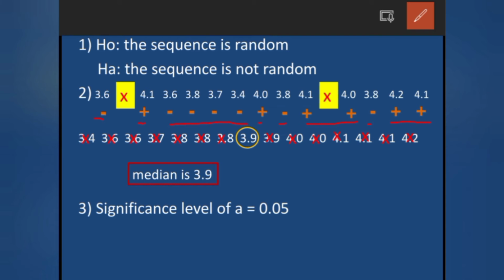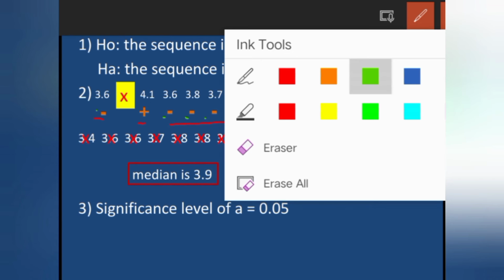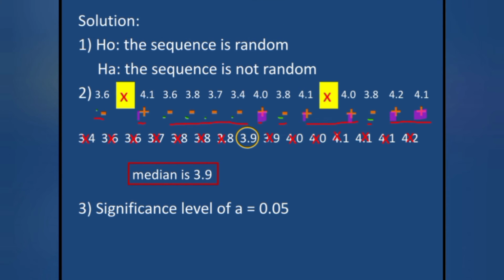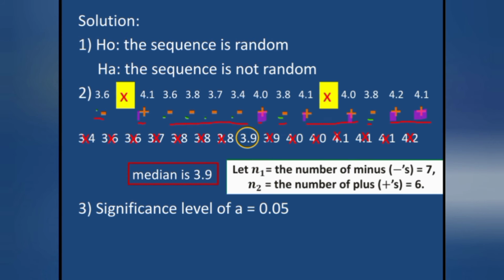ang kung ilan ang minus at saka plus. 1, 2, 3, 4, 5, 6, 7. Okay, there are 7 minus na symbols. Tsaka yung plus is 1, 2, 3, 4, 5, 6. So, 6 ang plus. Let n1, the number of minus, is equals to 7. And n2, the number of plus, equals to 6. And our runs is equals to 8.